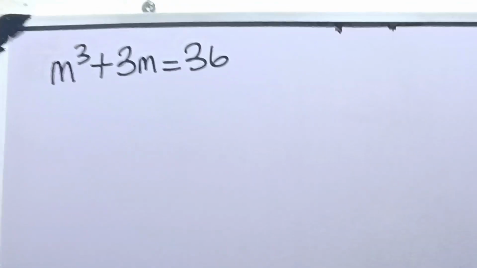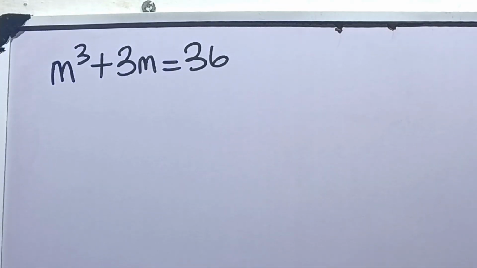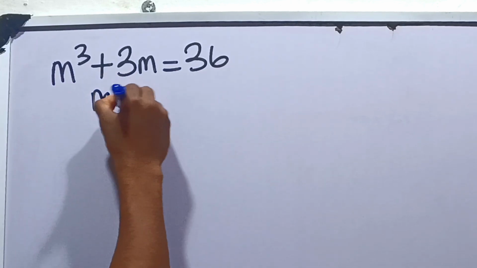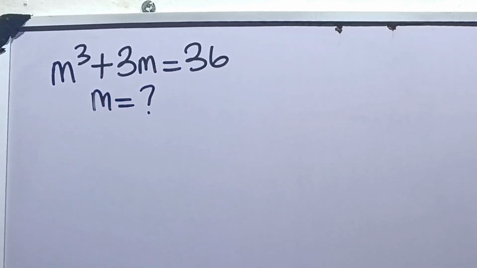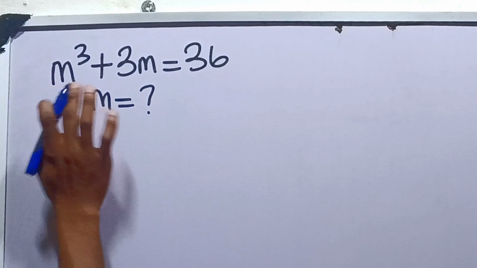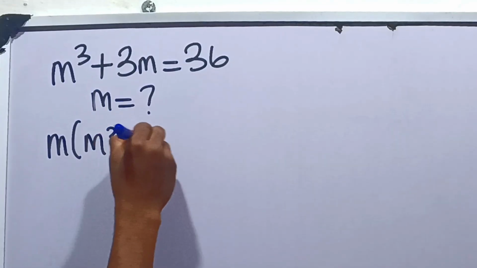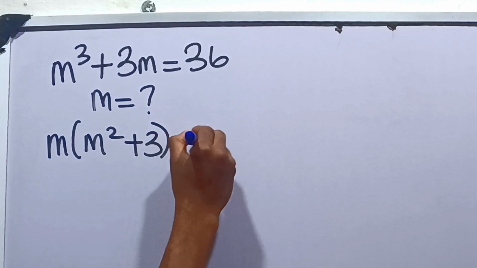Let's solve this question together. It says m cubed plus 3m is equal to 36. We're going to solve for m in this question. Okay. And the first thing we can do here is to say that we can factor out m. If you factor out m from here, you have m times (m squared plus 3) equals 36.